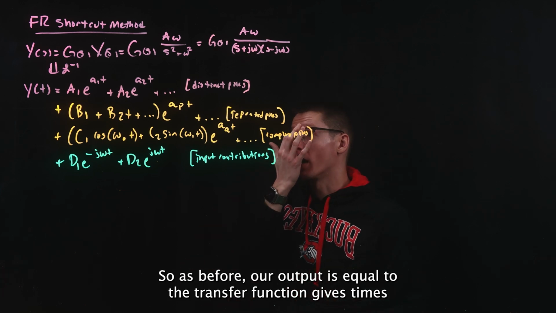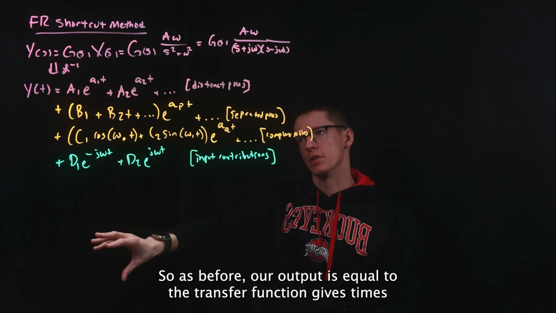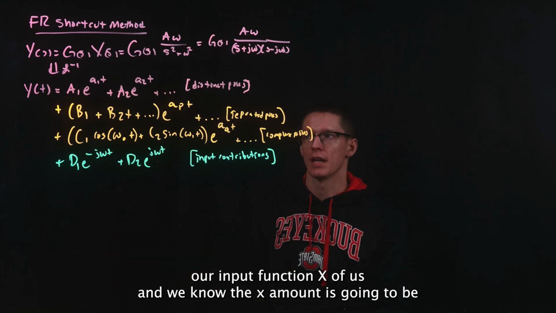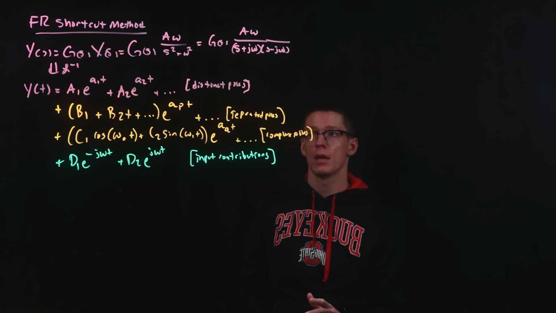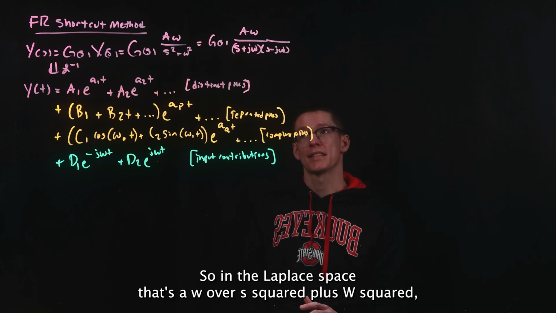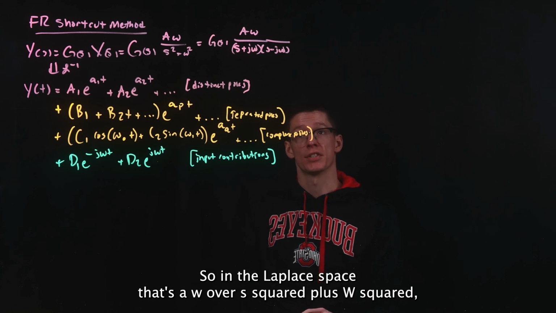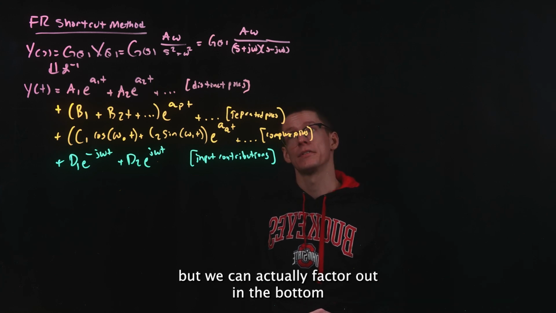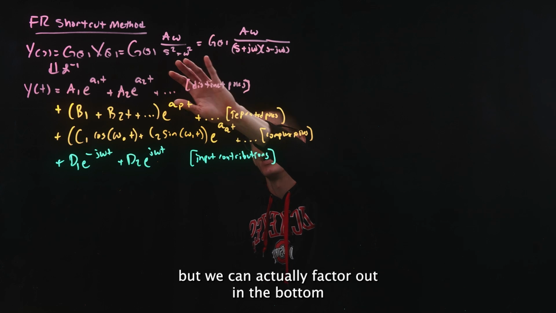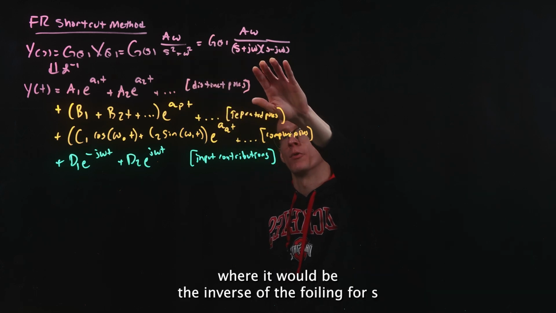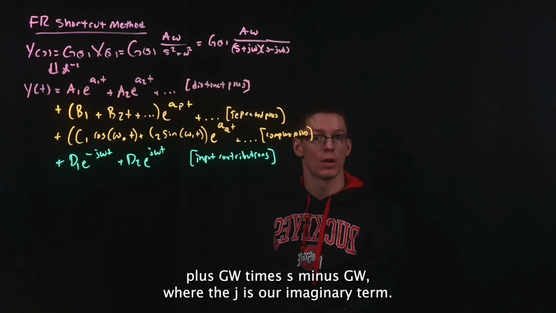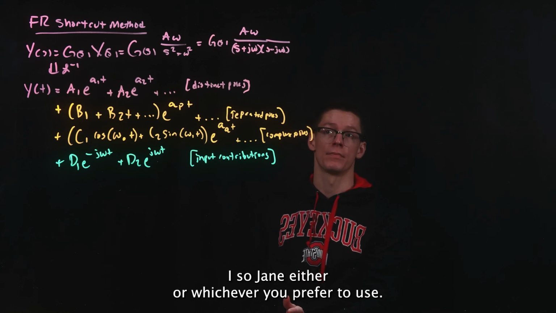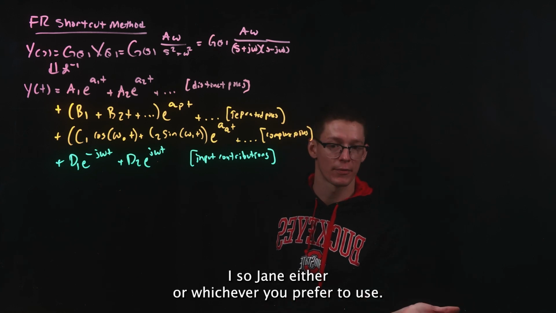So as before, our output is equal to the transfer function G of s times our input function X of s. And we know that X of s is going to be this input function of the sine term with this amplitude A. So in the Laplace space, that's A w over s squared plus w squared. But we can actually factor the bottom, which would be the inverse of the foiling, into s plus j w times s minus j w, where the j is our imaginary term i. So j and i, either or, whichever you prefer to use.